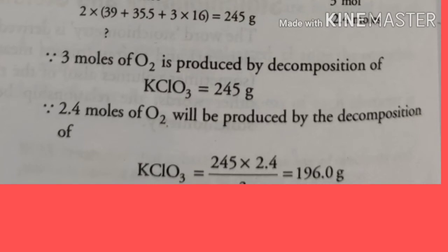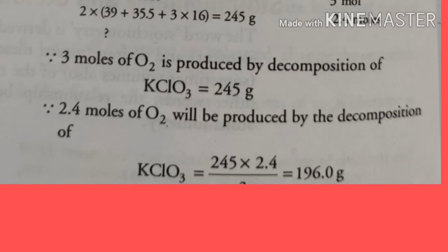Oxygen is prepared by the catalytic decomposition of potassium chlorate, KClO3. Decomposition of potassium chlorate gives potassium chloride and oxygen. If 2.4 mole of oxygen is needed for this experiment, how many grams of potassium chlorate must be decomposed? So first we write the balanced equation.